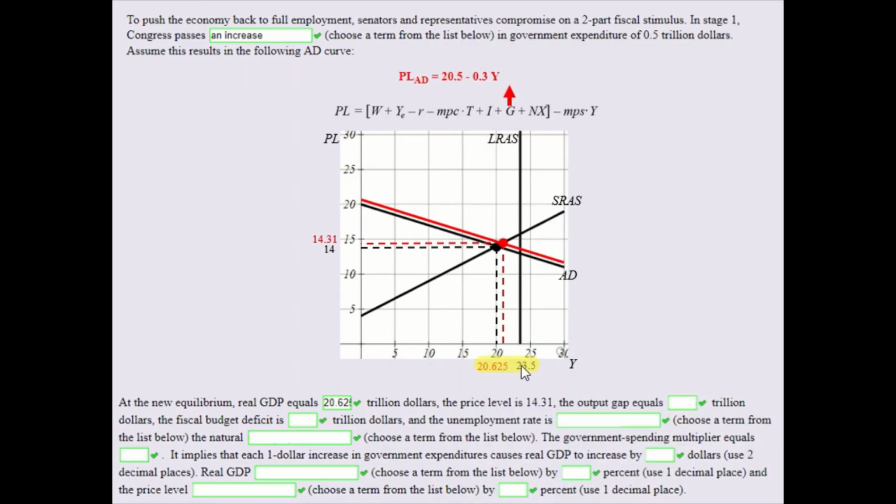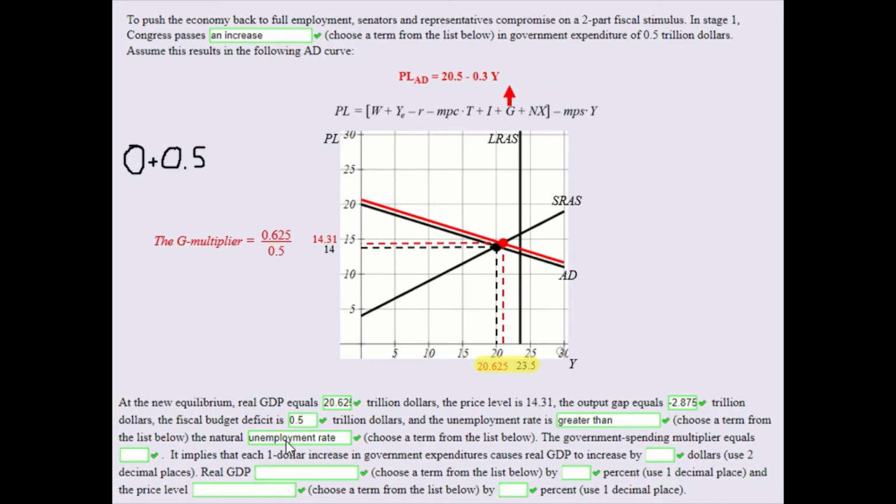Now the output gap, like I said, is the difference in these two numbers, and it equals a negative 2.875. So that difference, and it's negative. The fiscal budget balance, if you remember, started out at 0, but we did this increase of $0.5 trillion. So the original budget deficit was 0. We increased government spending above taxes by 0.5. Our new fiscal budget deficit is 0.5. Okay. The unemployment rate is still greater than the natural rate of unemployment.